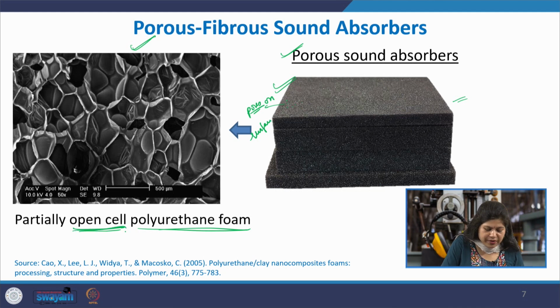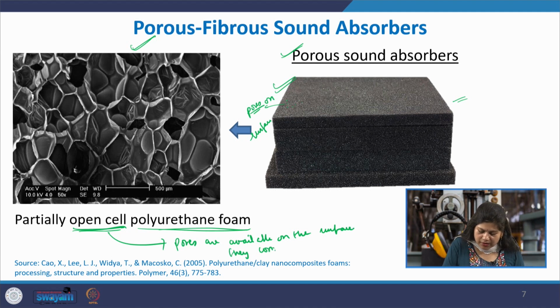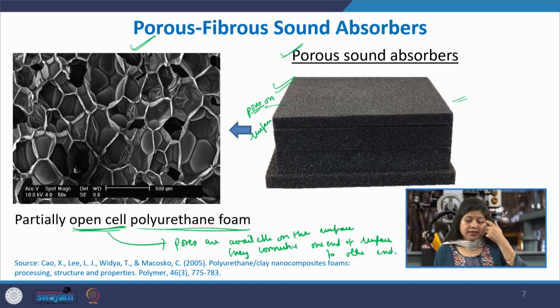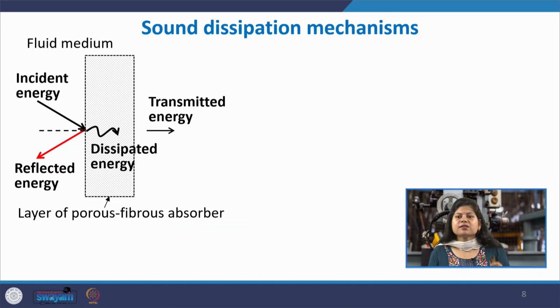Open cell means pores are available on the surface and they connect one end of the surface to the other end. So open cell foams act as absorbers because they have so many grainy textures or pores on the exposed surface. They provide the means for sound waves to enter inside the material and then the sound waves get dissipated. So let us study the dissipation mechanism when such fibrous and porous materials are used.